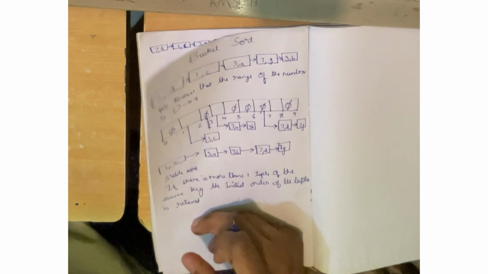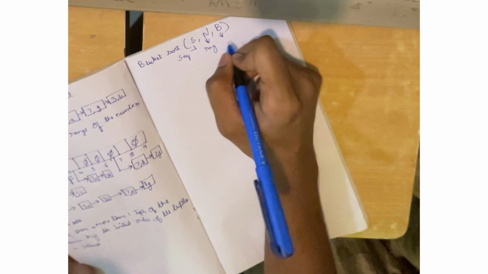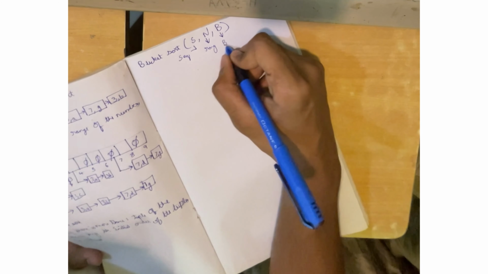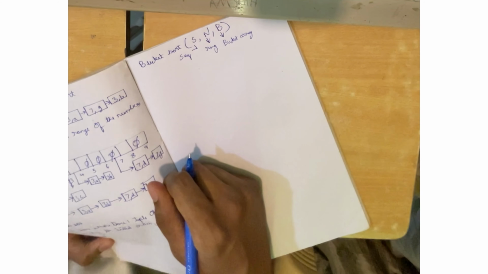So let's look at the pseudocode we can write for the bucket sort. I'm going to write an algorithm called bucket sort. As input, it is going to take some input sequence S, the range N, and a bucket array B. So S is the sequence, N is the range, B is going to be the bucket array. So now what must we do? We need to start storing the elements of the sequence into our bucket array.